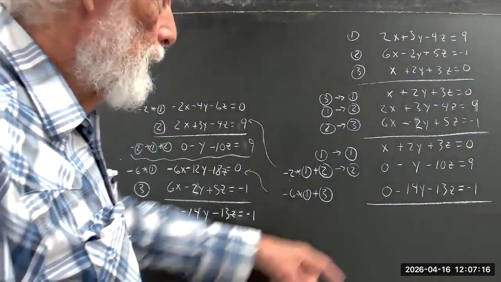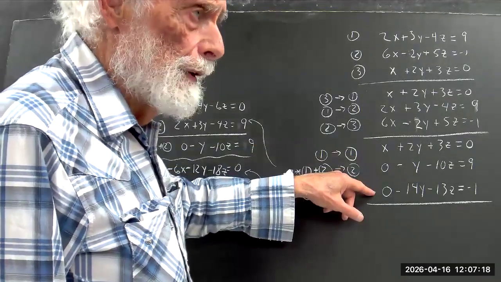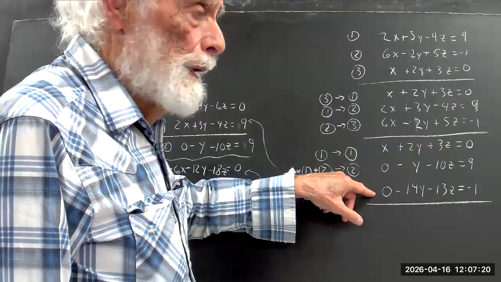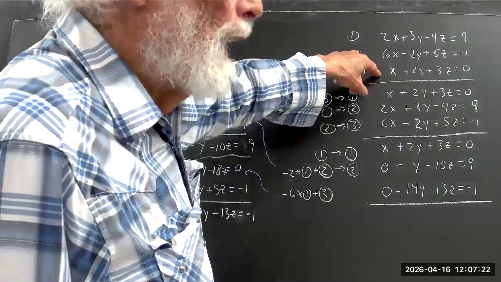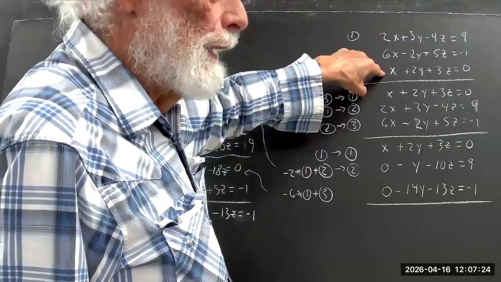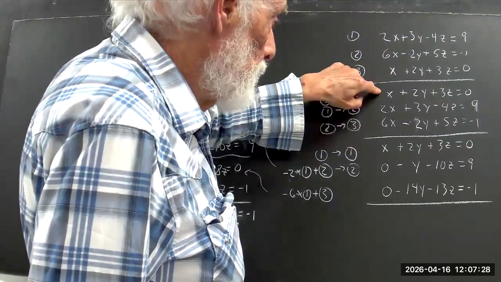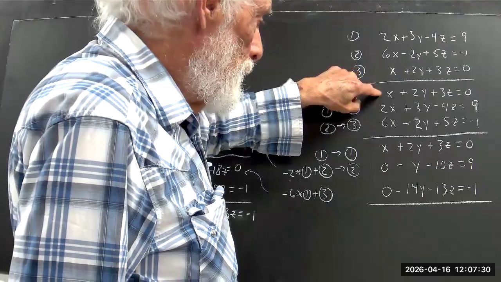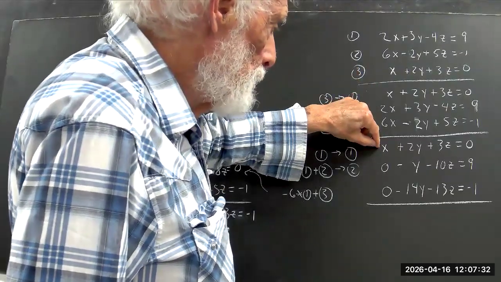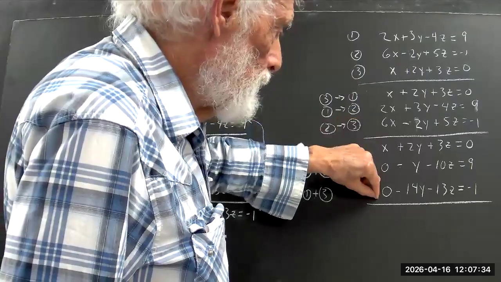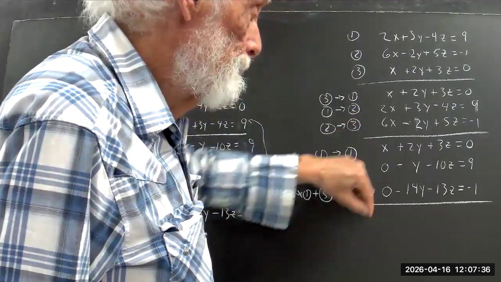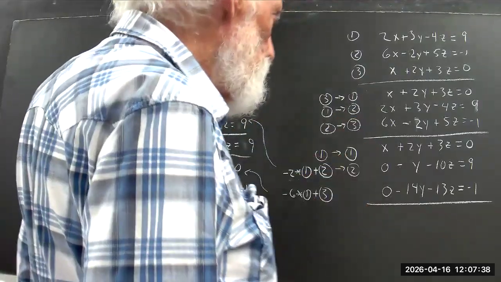Now, what have I accomplished? I've eliminated x from the second and third equations. In my first step, I noticed that I had just a plain x here, so I chose to make that my first equation, so that x would remain, and I get zeros below it.